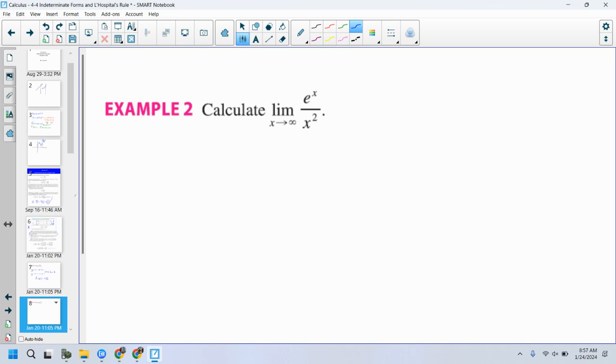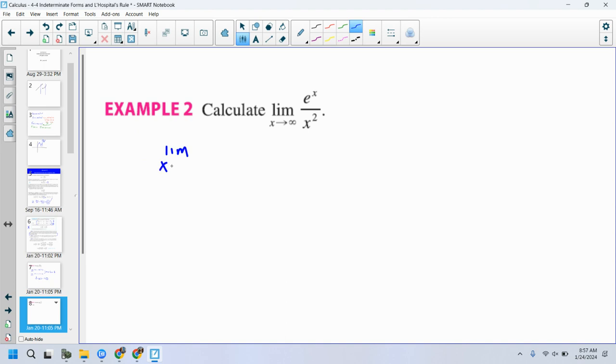All right, calculate the limit as x goes to infinity of e to the x over x squared. Okay, first off, can I do direct substitution initially? Well, I guess that's kind of like checking L'Hopital's rule already, right?